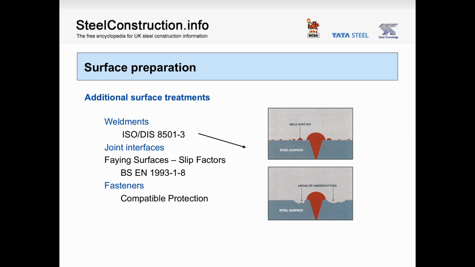Depending upon the coating to be applied, joint interfaces may need to be specially treated, for example, for slip factor requirements. Fasteners should also be considered in terms of providing compatible protection with the main structure. The relevant standard is ISO 8501-3, the preparation of grades for welds, edges and other areas.